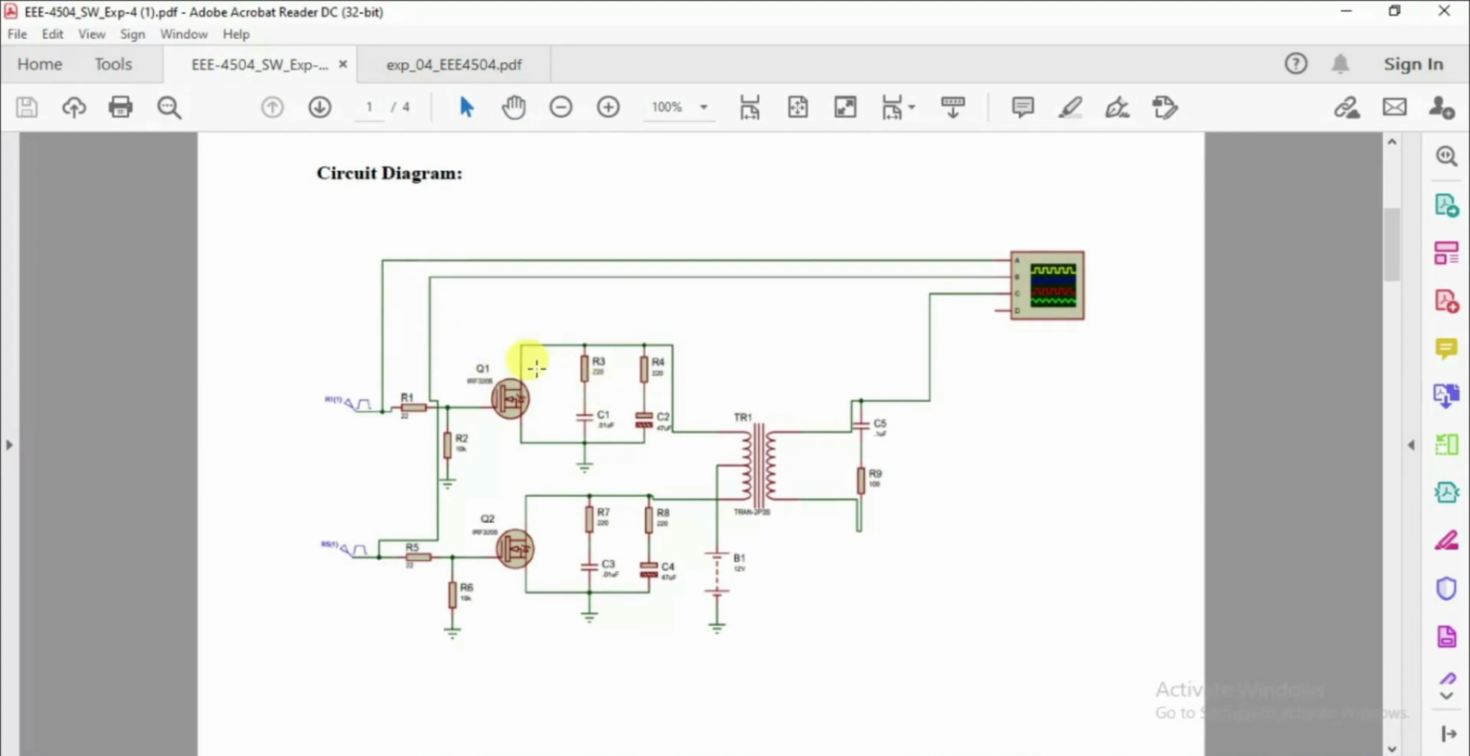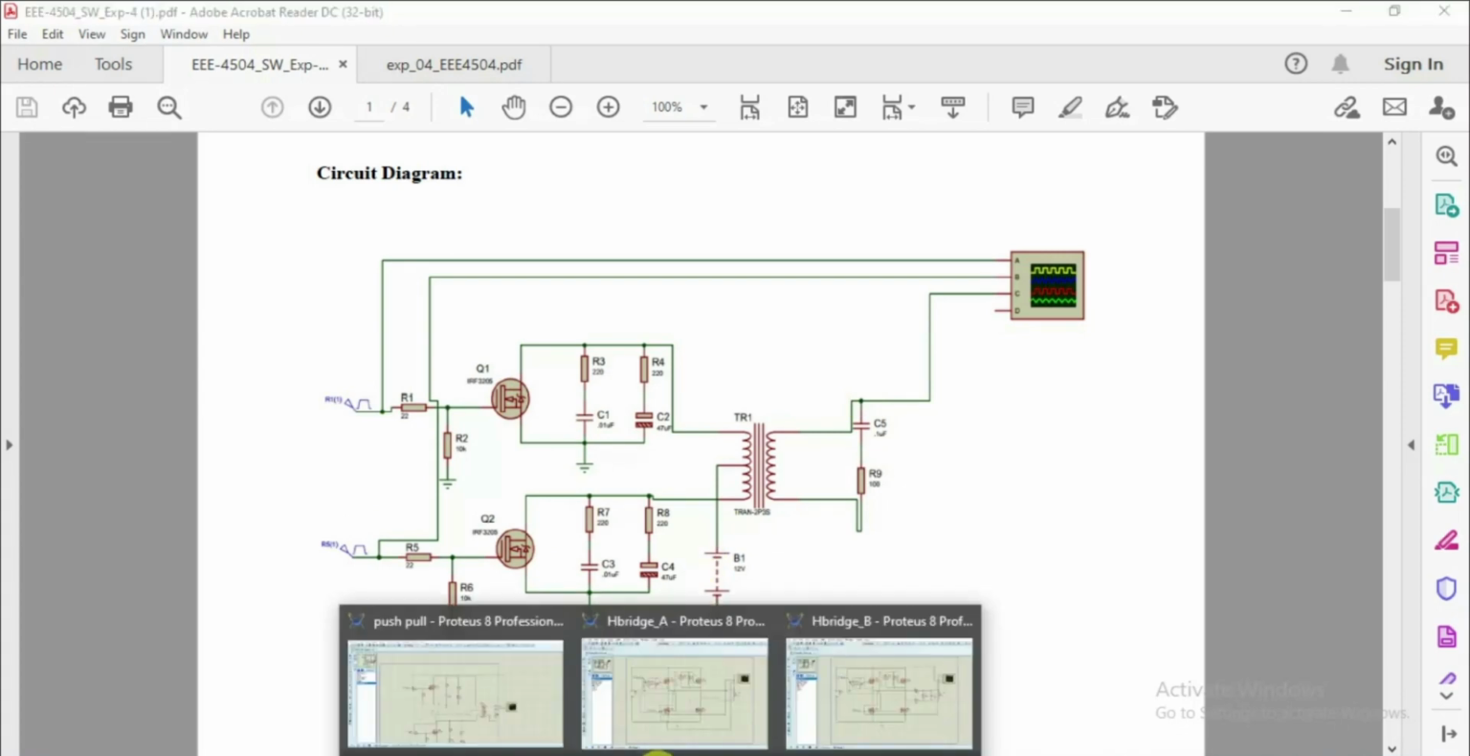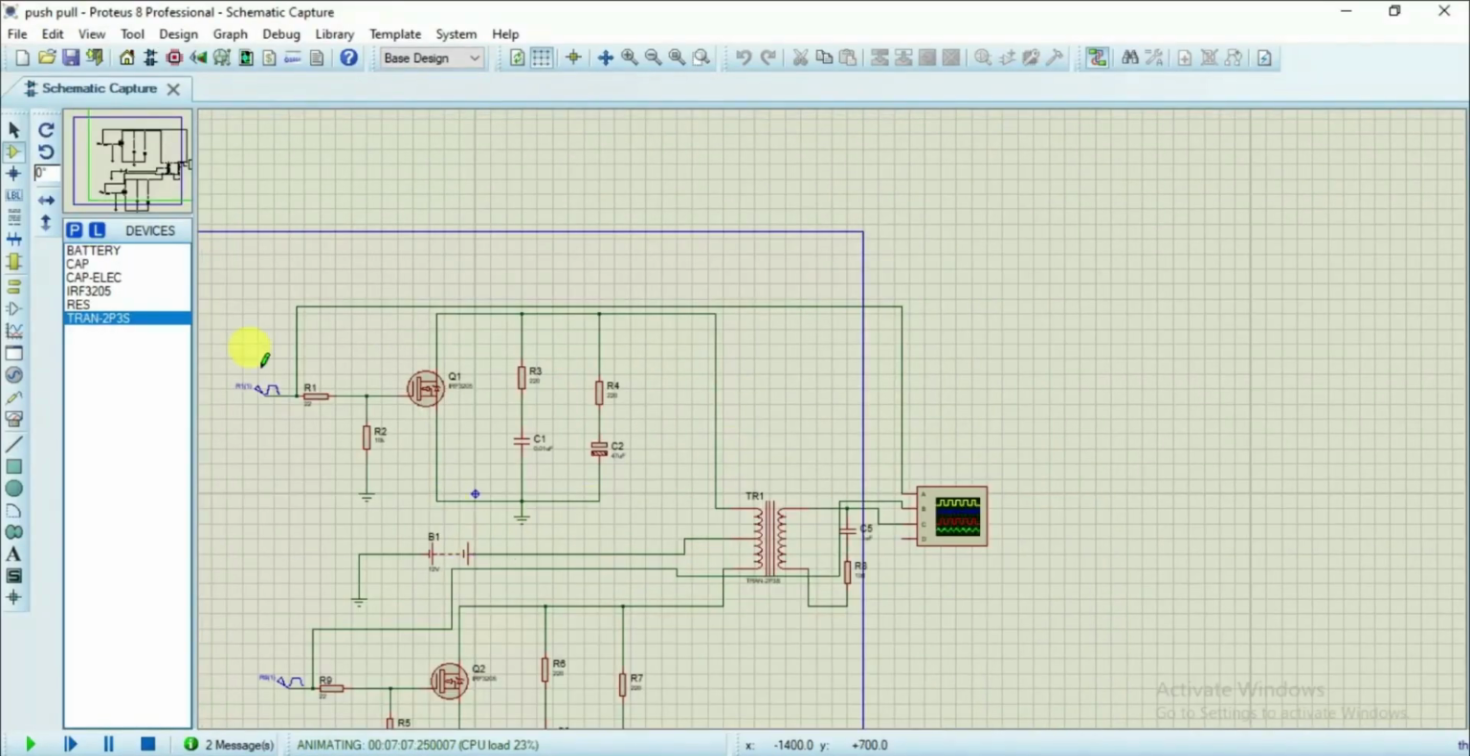This is exactly the same circuit we have talked about just now. See, there is a transformer, there is a DC source, and there are two switches, and those two switches will be controlled by these two pulse generators, right? And the output will be taken from this terminal. Now let's move to the Proteus, and I believe you all will be able to draw this circuit in Proteus because there is no complex component used here, and all of the components are pretty simple.